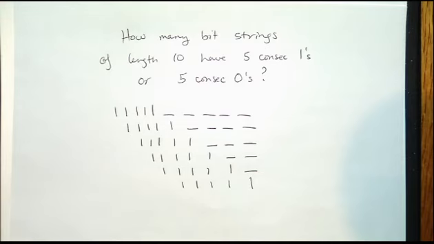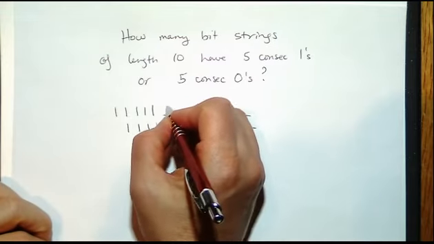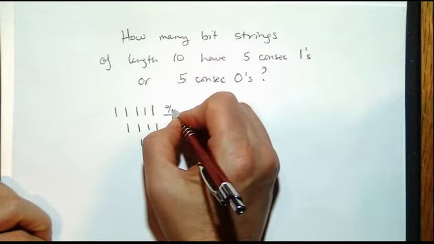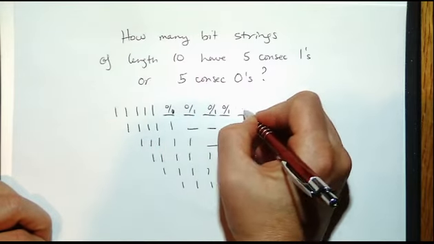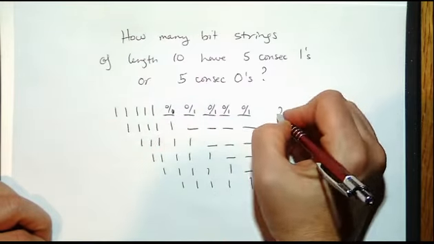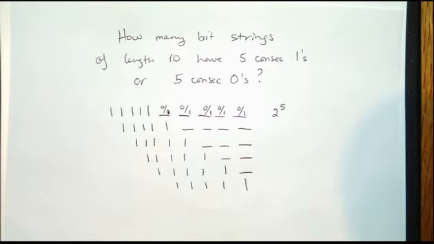Okay, now you might think if we just count up all these things, well, let's just do that. So each one of these choices, each one of these blanks has two choices, a 0 or a 1 in it, right? So this one, the number of ways to make that string is 2 to the 5th ways, right?